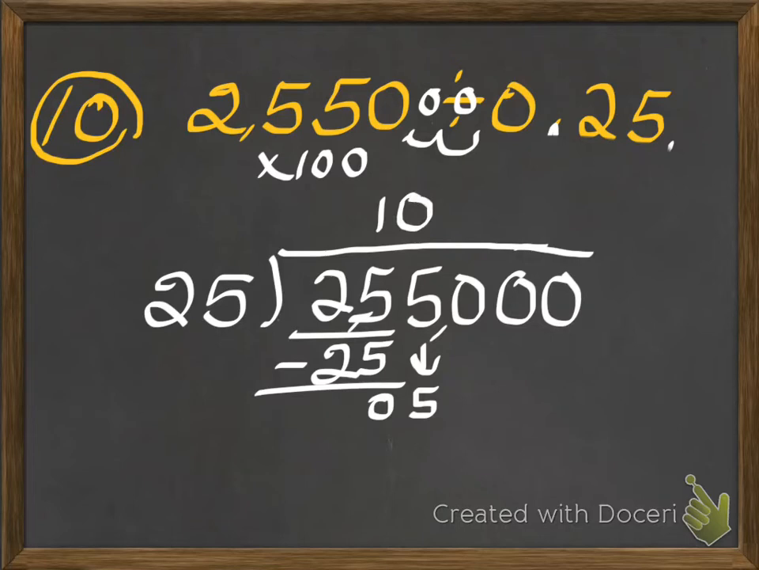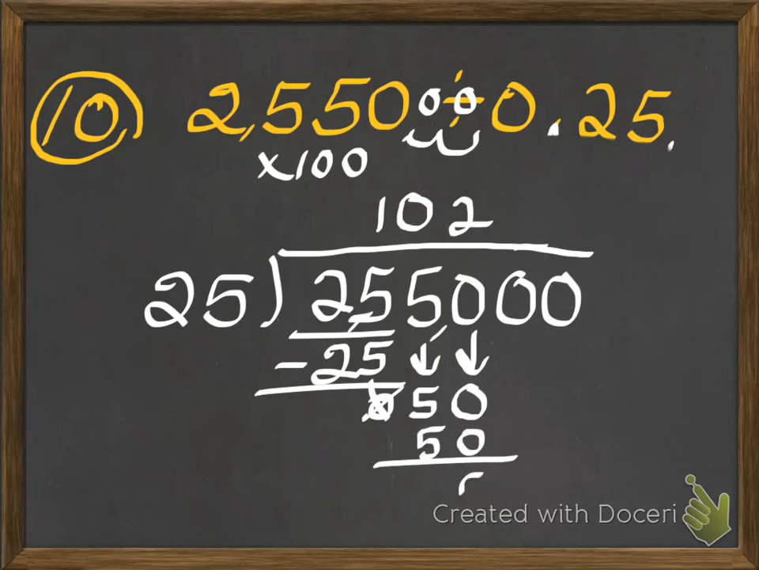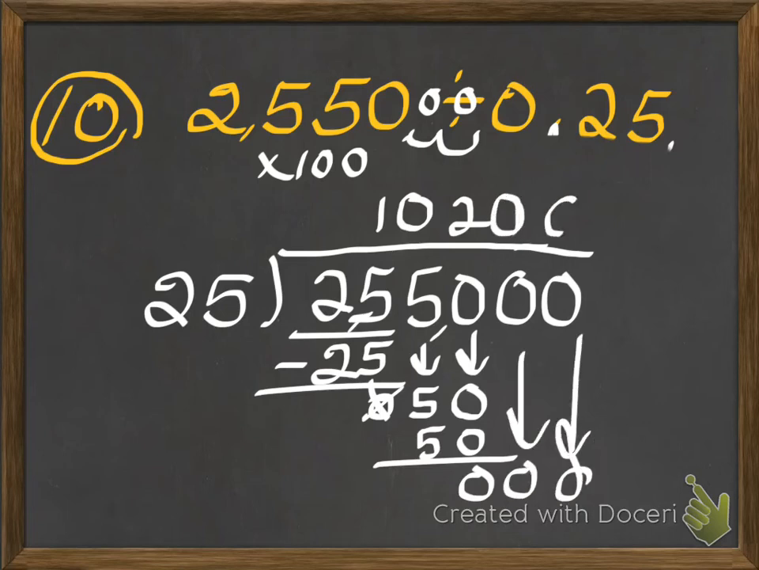I'm going to go ahead and pull down the next digit. Now I could multiply 0 times 25 is 0 and do all that stuff, but this is just a shortcut way. Okay, now I have 50. Remember that a 0 in front of a number doesn't really mean anything. 50 divided by 25 is 2. 2 times 25 is 50. Subtract, and now I have nothing but zeros to bring down. Okay, so I had 2 zeros left. So my answer is 10,200. Ooh, a little more than 750.